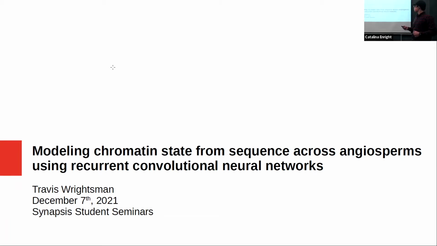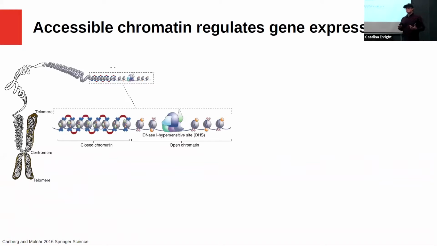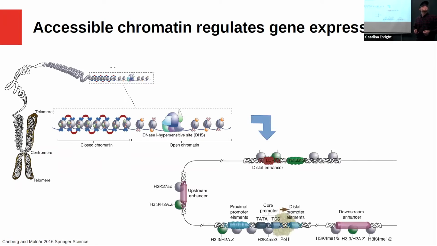So we know that accessible chromatin regulates gene expression, and most of the genome, most of the time in vivo, is tightly wrapped around histones and heterochromatin. But transcription factors bind to this accessible chromatin, this open chromatin, and go on to regulate gene expression. We also know that not all these regulatory regions are close to the genes that they're targeting. They can be, for example in maize, up to 100 kilobases away. So it's important not just to localize accessible regions close to genes, but also to figure out where they are in distal portions of the genome.